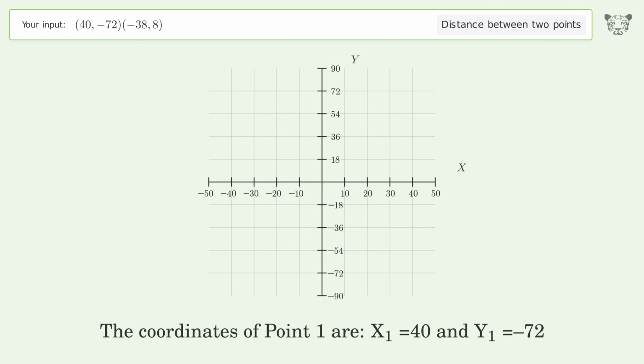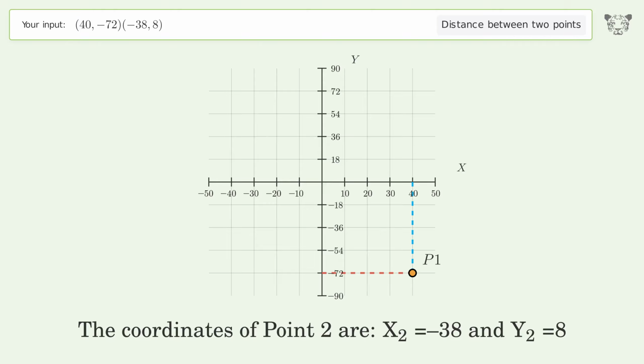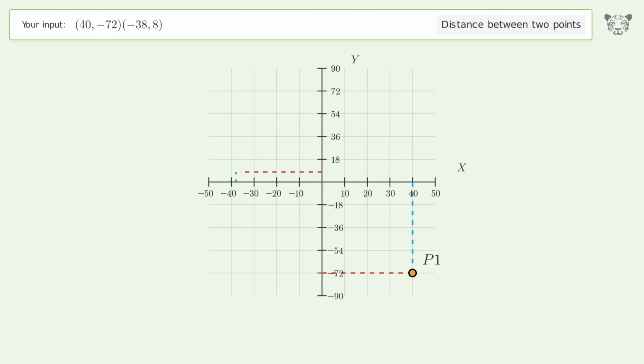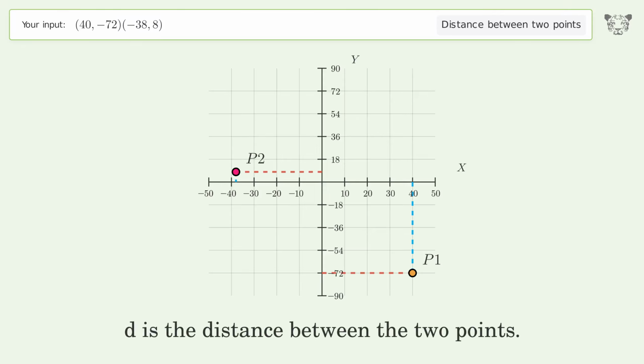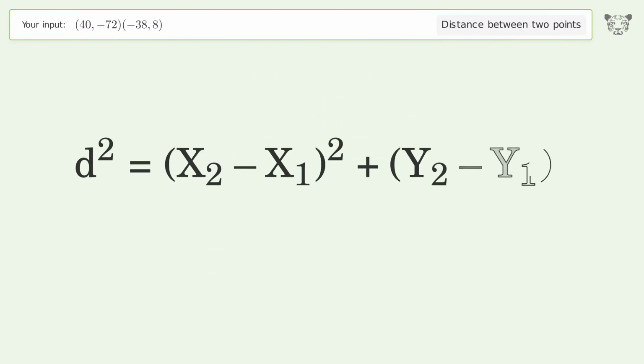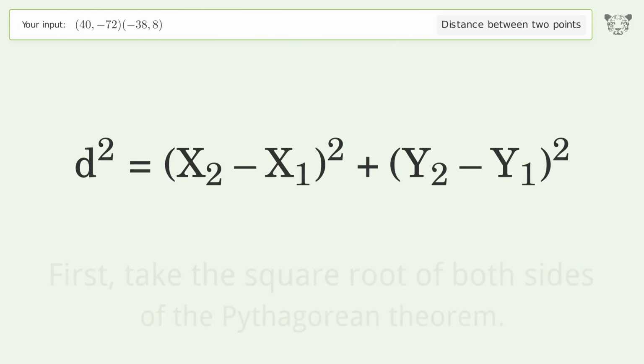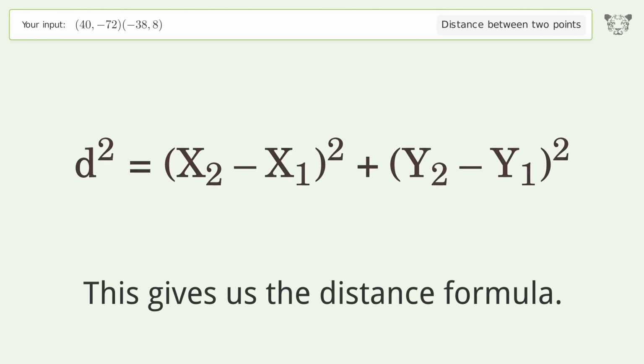The coordinates of point 1 are x1 equals 40 and y1 equals negative 72. The coordinates of point 2 are x2 equals negative 38 and y2 equals 8. D is the distance between the 2 points. First, take the square root of both sides of the Pythagorean theorem. This gives us the distance formula.